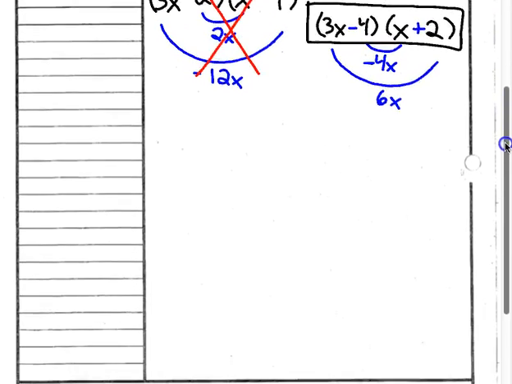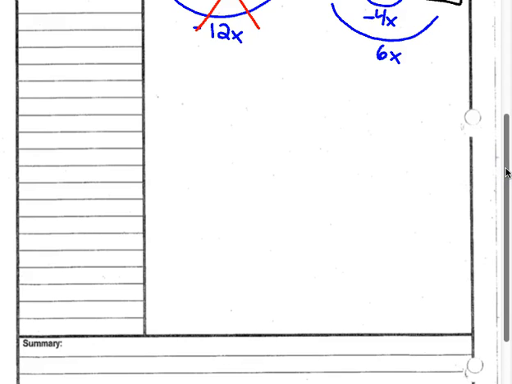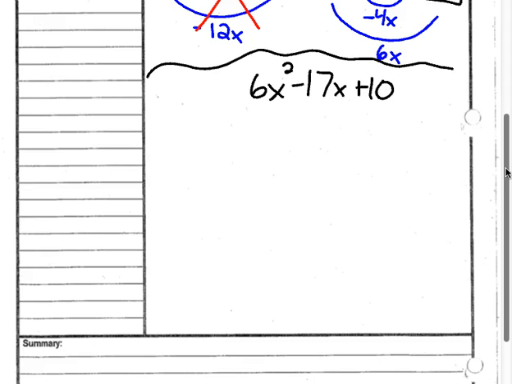All right, let's try one more with each other. So here, I'm going to have 6x squared minus 17x plus 10. All right, now this time I want you to notice something. You've been watching our signs really carefully. This time I notice that that is a positive.